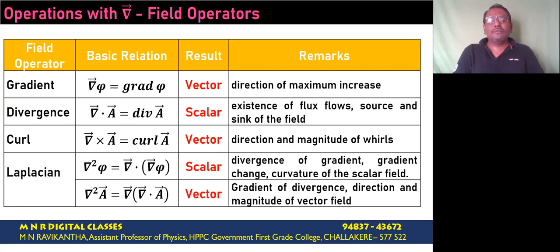Now observe here, we have two types of Laplacian. Divergence of gradient gives us the scalar operator. Similarly, gradient of divergence gives us the vector operator. We are going to discuss the divergence, curl, and gradient of the different fields in coming sessions.